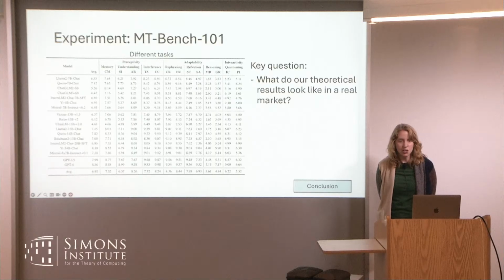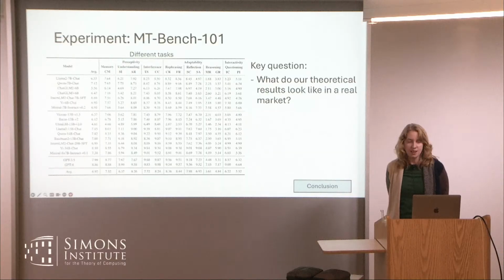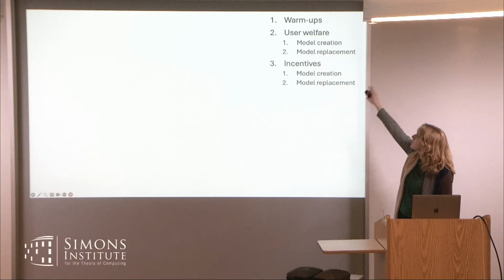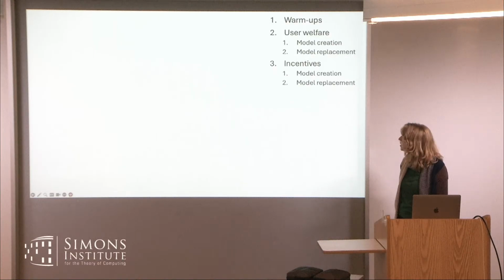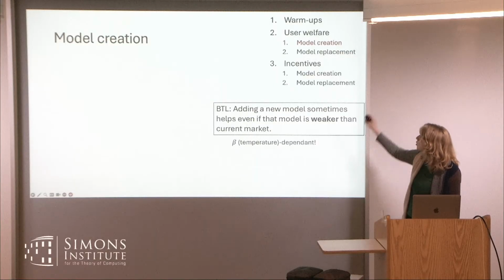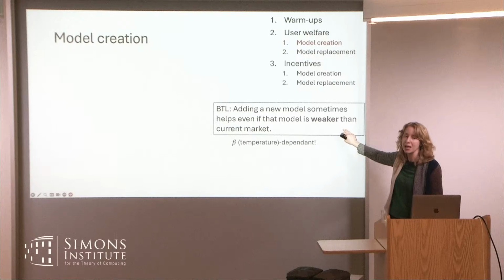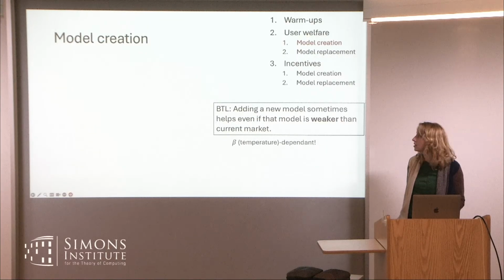Cool. So now I'm going to talk about what happens in this particular data set, or this particular benchmark. Here is the entire talk, and I'm just going to flash in red what part is relevant as we're going through, just so it's a flashback to previous things. So first, user welfare and model creation. Our high-level result here was that adding a new model sometimes helps, even if that model is weaker than the current market, and that this is temperature dependent.